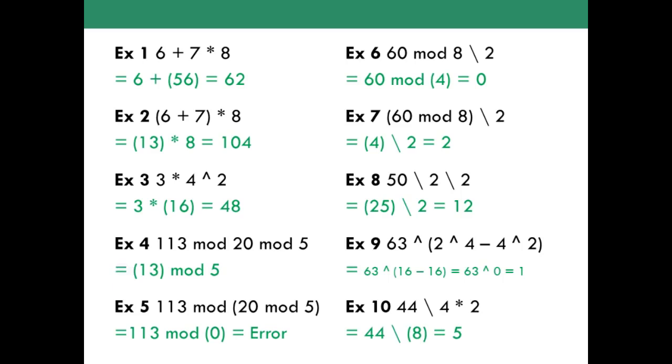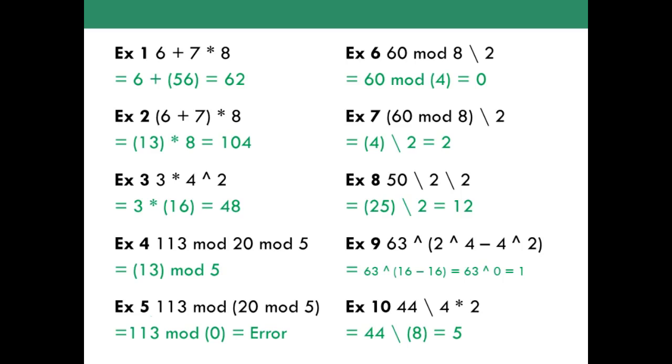The last one requires you to realize that integer division has a lower precedence than multiplication. So first we multiply 2 by 4, and then we are going to take 44 divided by 8. 44 divided by 8 is 5.5, but we're not worried about the decimal. We're only worried about the integer, so the result is 5.